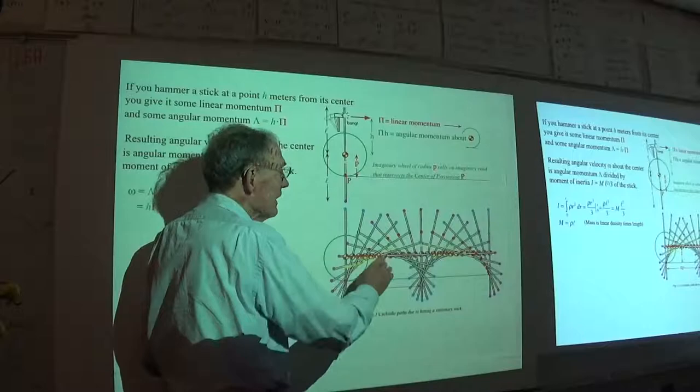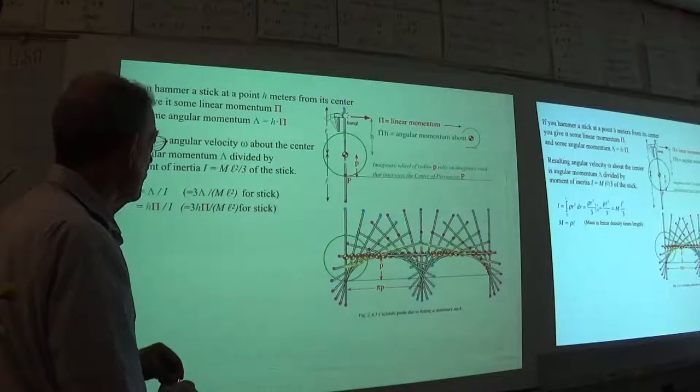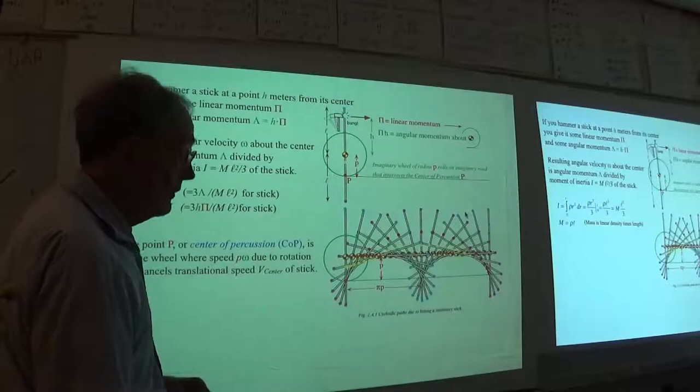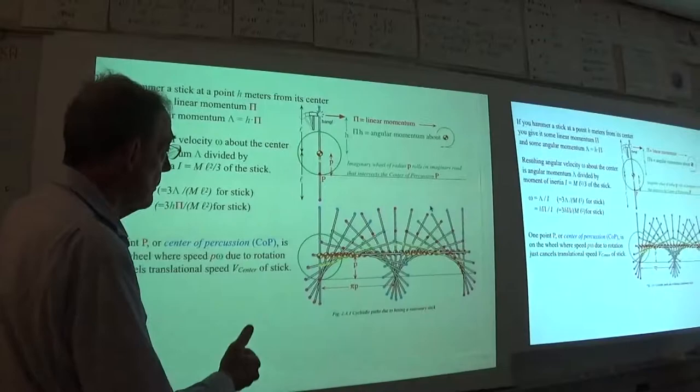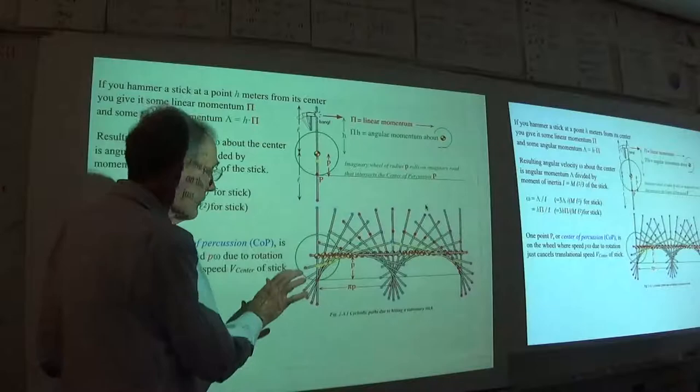So it's kind of a beautiful motion, and I'm asking you to do a problem that's basically the same as what we're doing right here. So with these two equations, we can then solve for the two kinds of momentum. And as I say, the important point is that that point right there doesn't move. Effectively, second order motion occurs, but not first order.